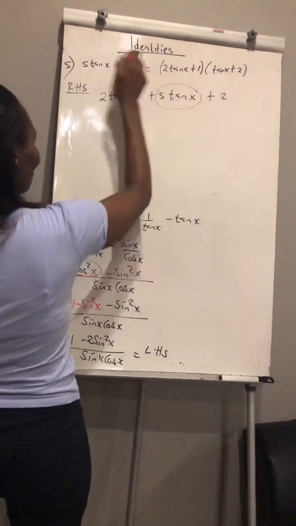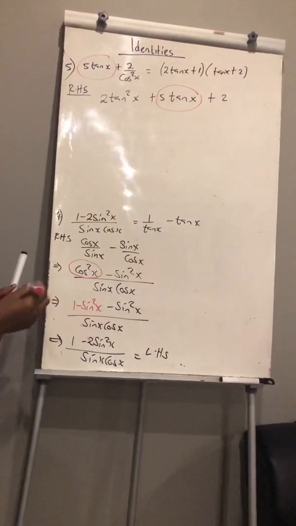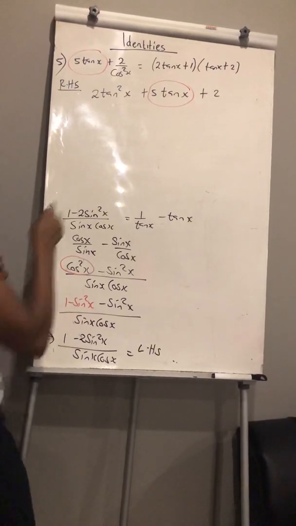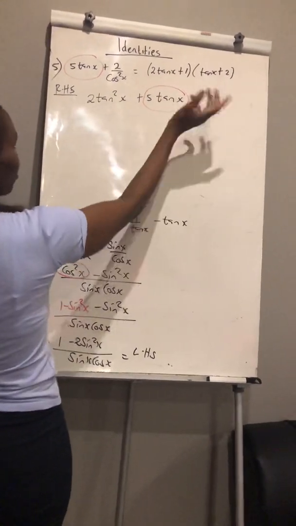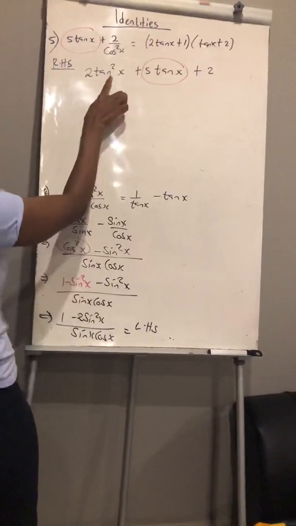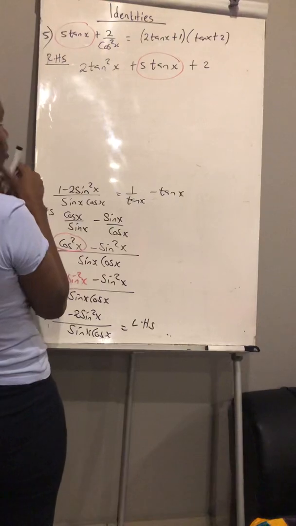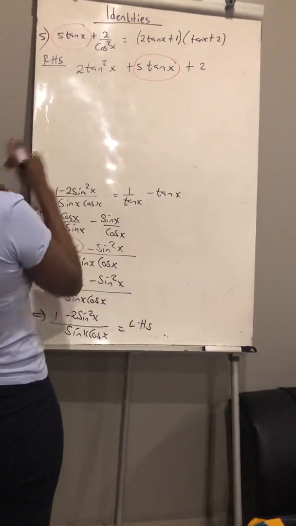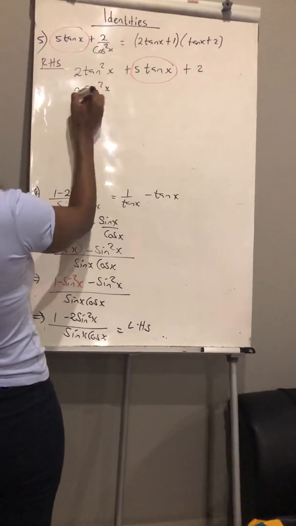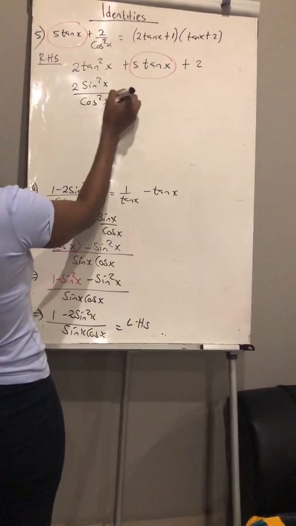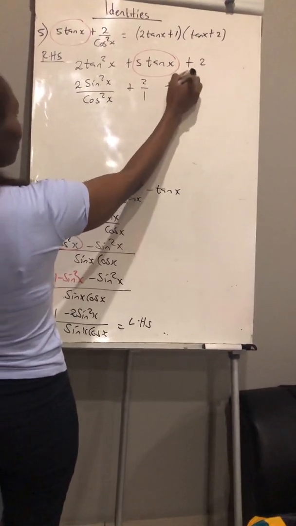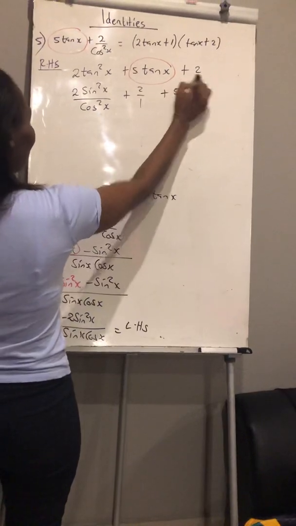The only thing we seem to have, that's what we seem to have. So what it means is that I can leave that one alone, but these two have to somehow become equal to that. So I have to really change this to sine squared over cos squared and see what happens. So I'm going to bring this one, notice I'm going to do this over cos squared x, and then take that 2 here, say over 1, plus the 5 tan x, which is already here.